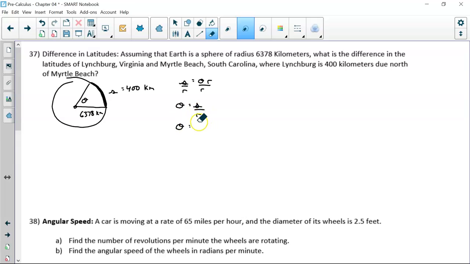So theta is going to be 400 divided by 6,378. And then we're going to convert that, that's kilometers over kilometers, they're going to cancel, times 180 over pi. So theta equals 400 times 180, and then divide that by 6,378 times pi, about 3.59 degrees. They're about 3.59 degrees apart from each other.